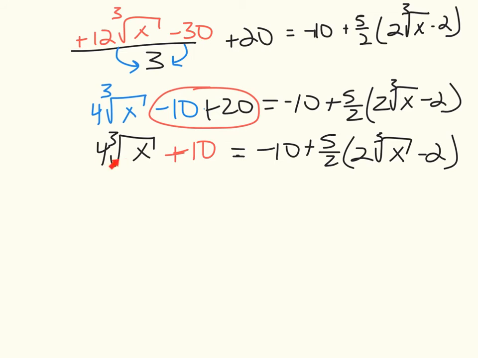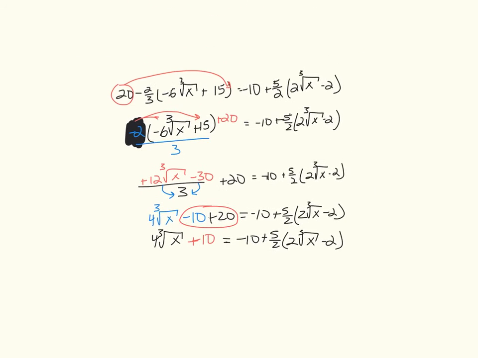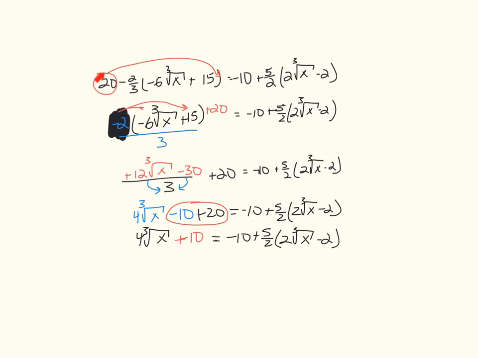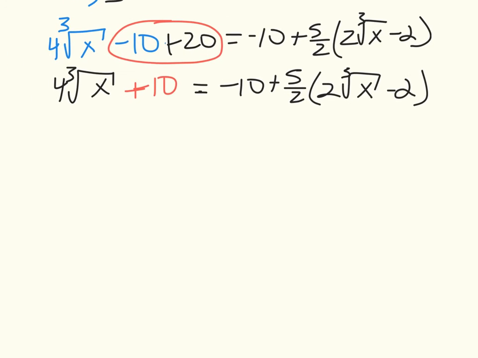Well, the good news here is my left side is done. Beautiful work. So if we want to go over the left side one more time, here I rewrote to standard form. I distributed the times -2. Then I distributed the divide by 3. Then I combined like terms. And so let's keep going here on the right side.